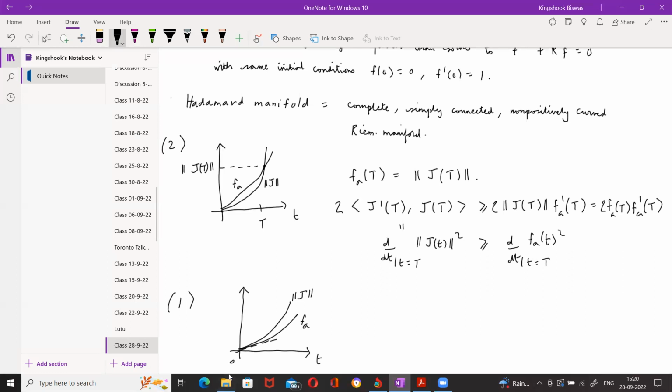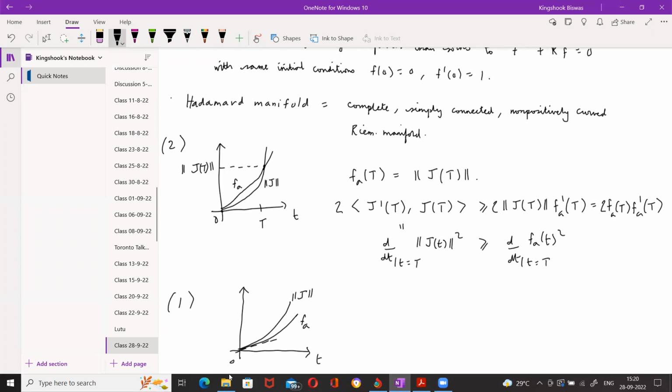Once we are commenting about the derivative, for the first one we commented about the magnitude and the next one is about the derivative. In the first one, I choose FA so that it has the same slope as norm J at time 0. And in the second one, I'm choosing FA so that it has the same values as norm J at the endpoints of a given interval, 0 to capital T.